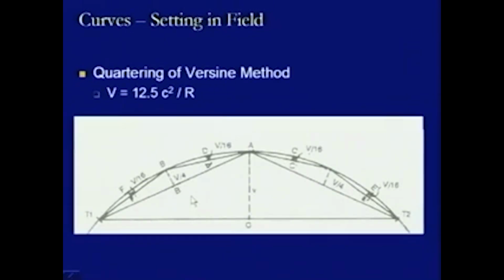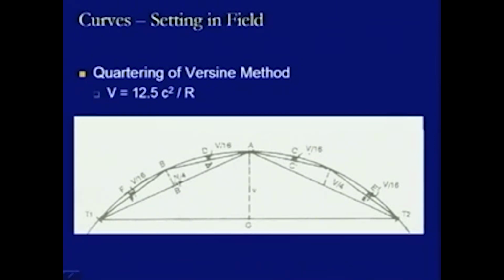This is one more method where we are trying to find out the curve by using the quartering of versine method. Here what we do is the simple form. This is the chord T1 T2, at the center the maximum value can be equal to versine V. Now, we join this point with T1 and join this point with T2, and again at the center of this one there will be a versine, and the value of this versine will be equal to 1/4 of the versine available here.